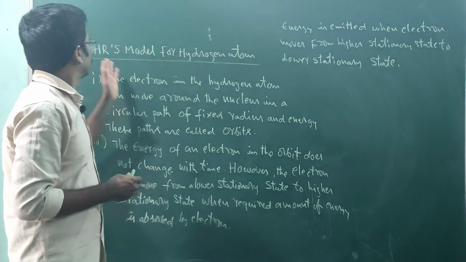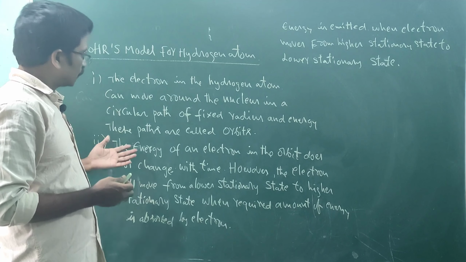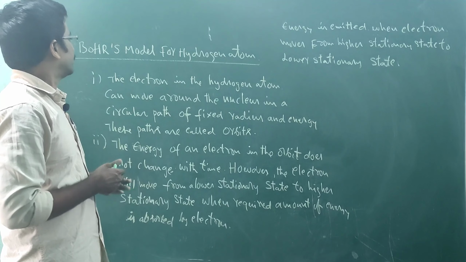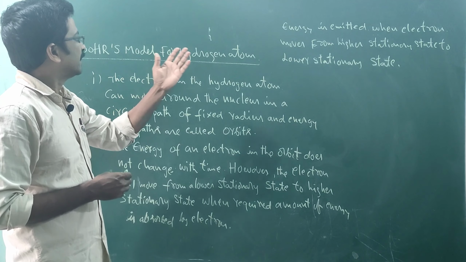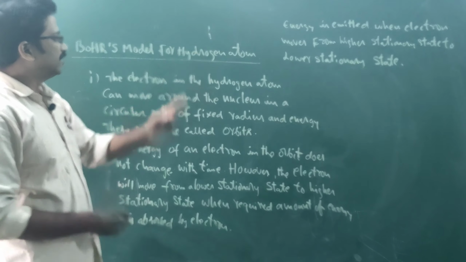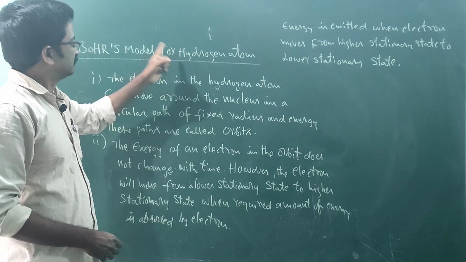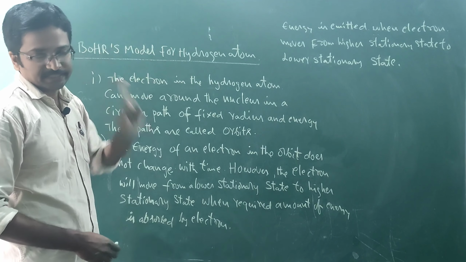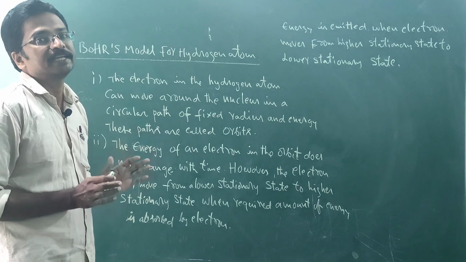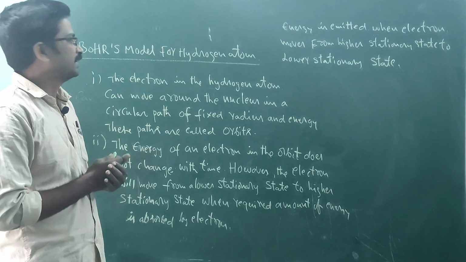Today's topic is the Bohr model for the hydrogen atom. There are four points in the Bohr model for the hydrogen atom, and we will take them point by point. The first point is about the electron in a hydrogen atom. Here we are studying the Bohr model for the hydrogen atom. Let us take a look at the first point.